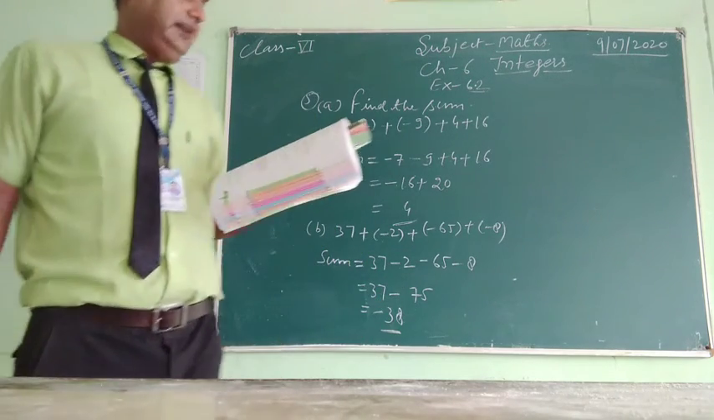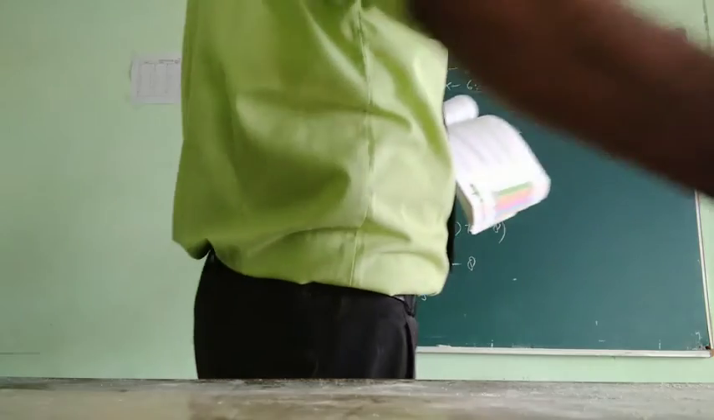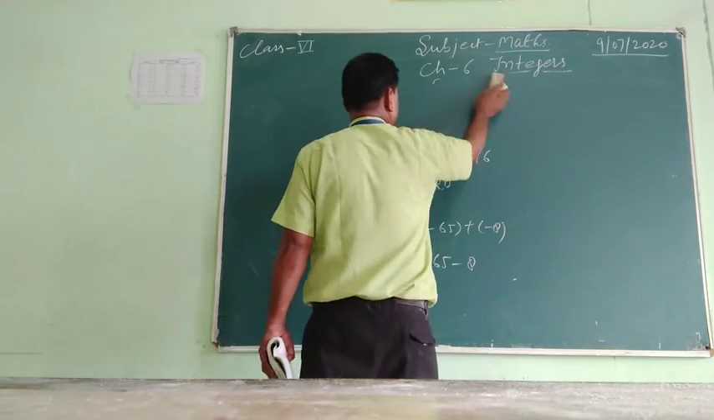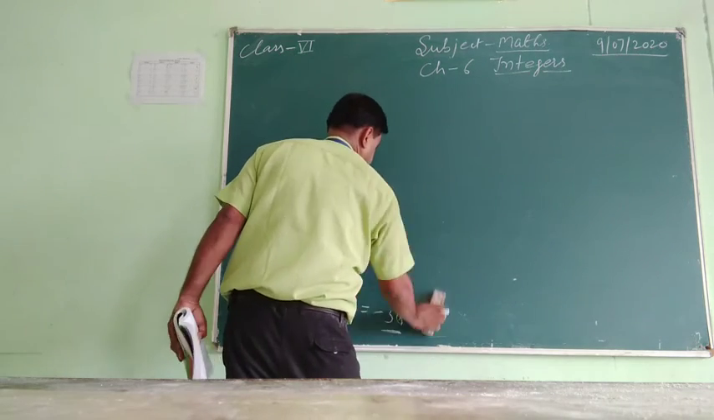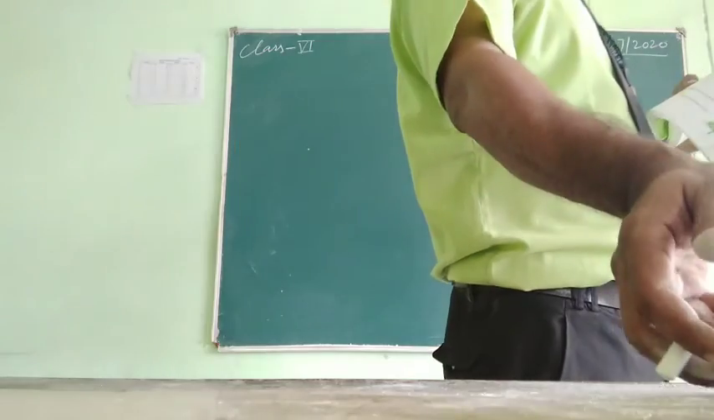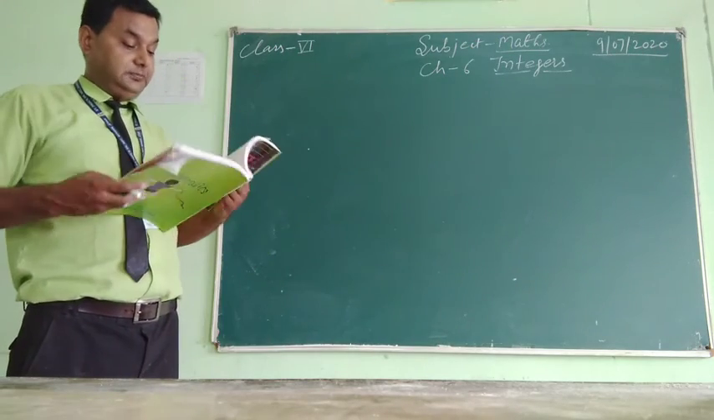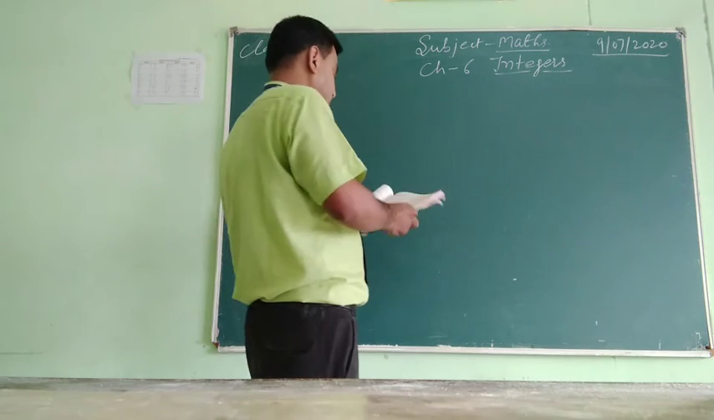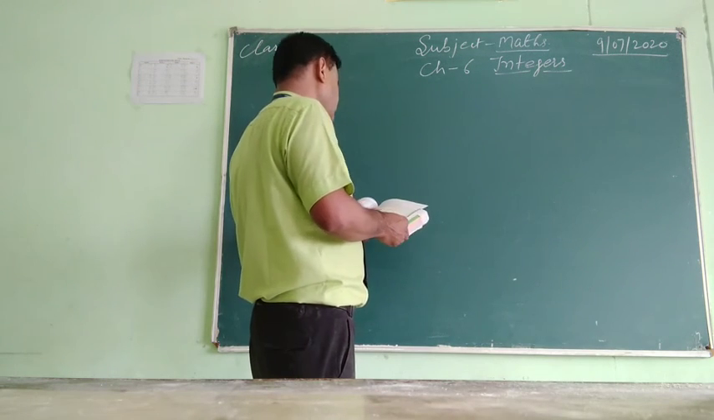So exercise 6.2 is complete. Now exercise 6.3, subtraction of integers with the help of number line. How can we subtract on the number line?